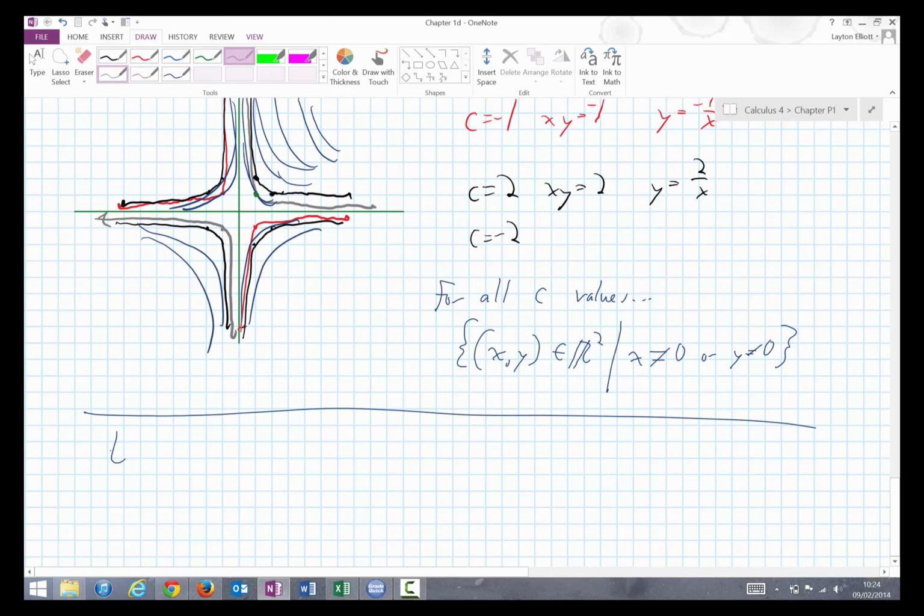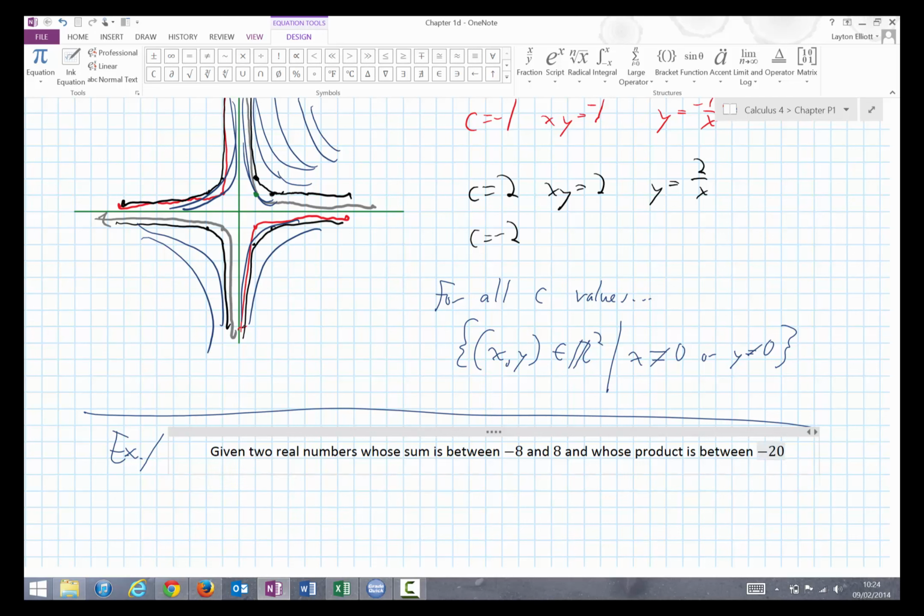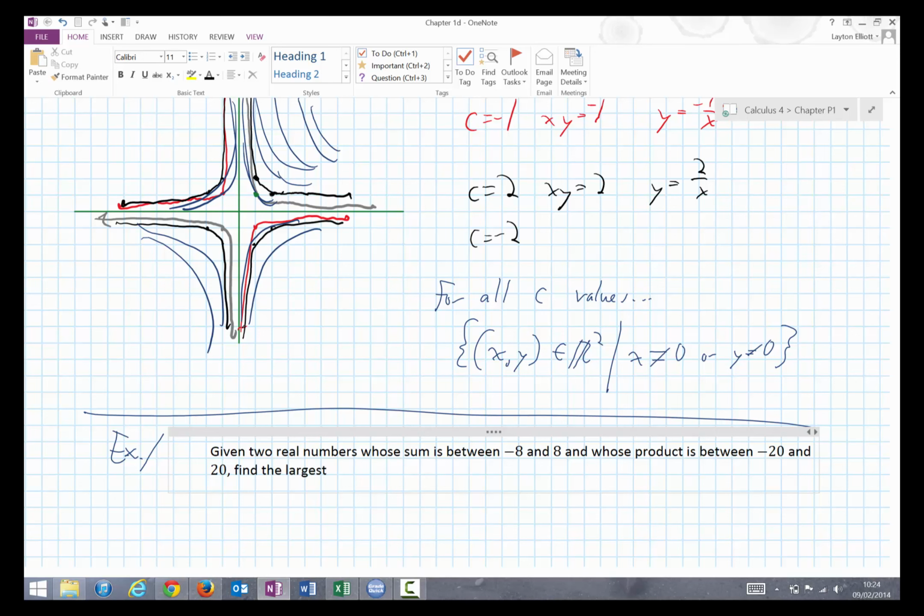Okay, last example. This is going to be a doozy to write up, so I'm actually going to flip and type this because I can. This is going to be faster for me, and you guys can write this one, so here we go. Given two real numbers whose sum is between negative 8 and 8, and whose product is between negative 20 and 20, find the largest that one number could be.